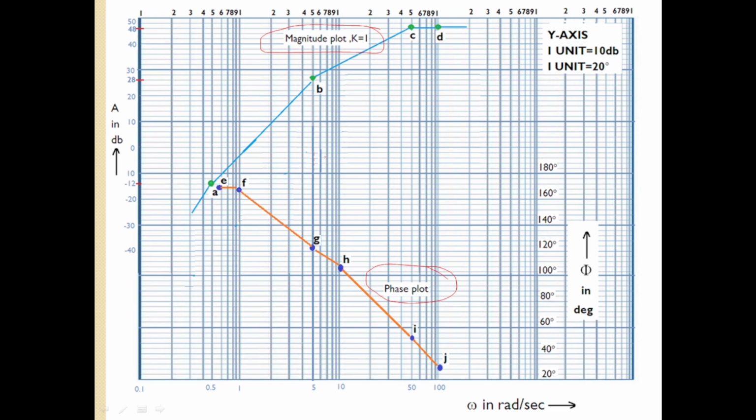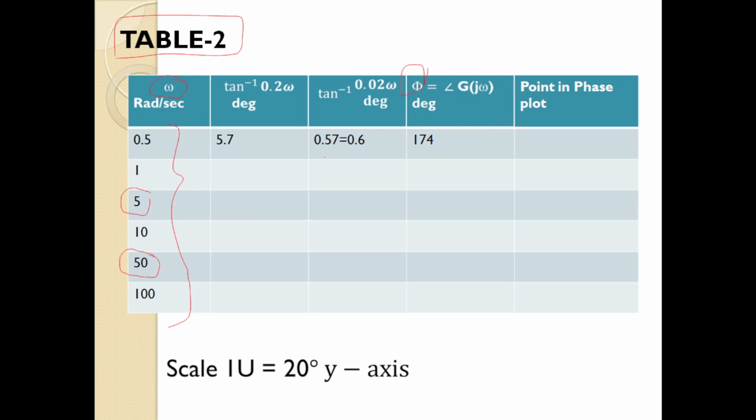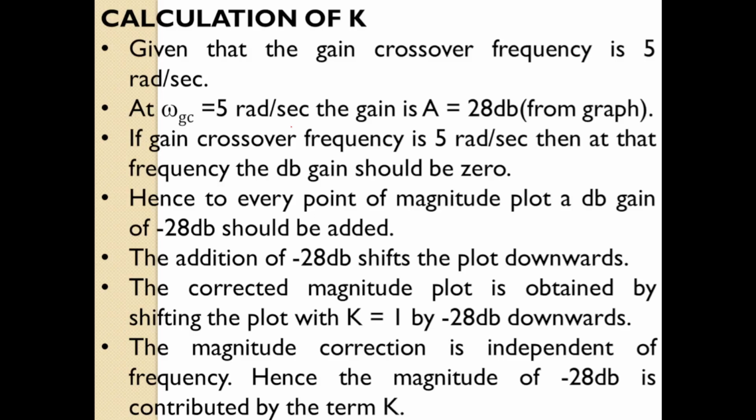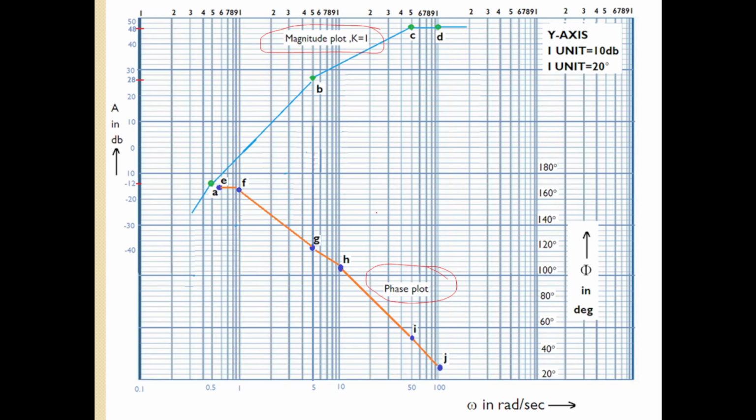Now let us calculate the k value. In the question itself they have given omega gc is equal to 5 radians. We have to determine k at omega equal to 5 radians. So in order to determine the k value at omega equal to 5 radians, let us first determine what is the A value at 5 radians. What is A at 5 radians? Let us go to the graph.